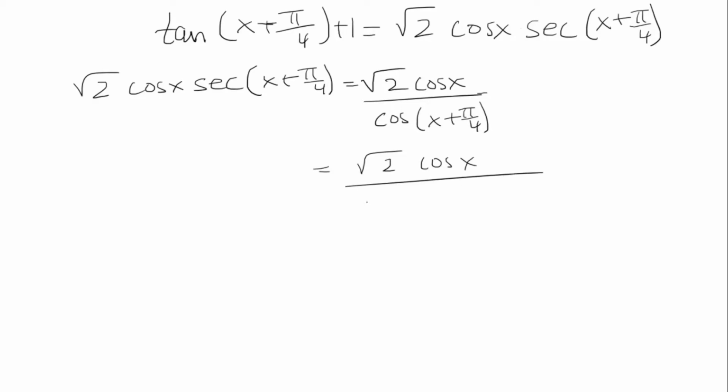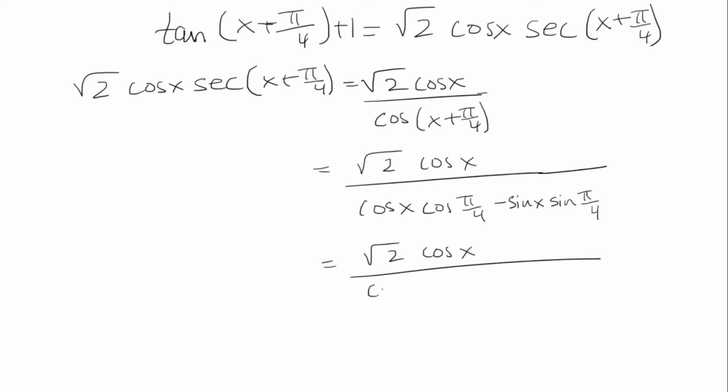So this will just be cosine of x times cosine of pi over 4 minus sine of x times sine of pi over 4. We're going to evaluate cosine of pi over 4 to be root 2 over 2. And then same thing with sine of pi over 4.